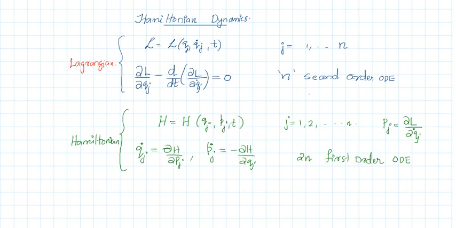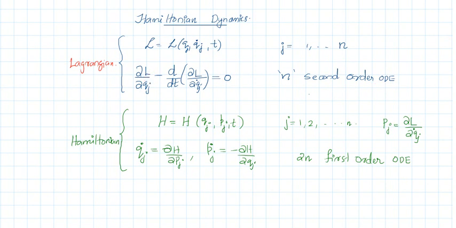If you can find the Hamiltonian function, then Hamilton's equations will be first order ordinary differential equations, and solving first order differential equations will be easier compared to solving second order differential equations. So this is all about Lagrangian and Hamiltonian.